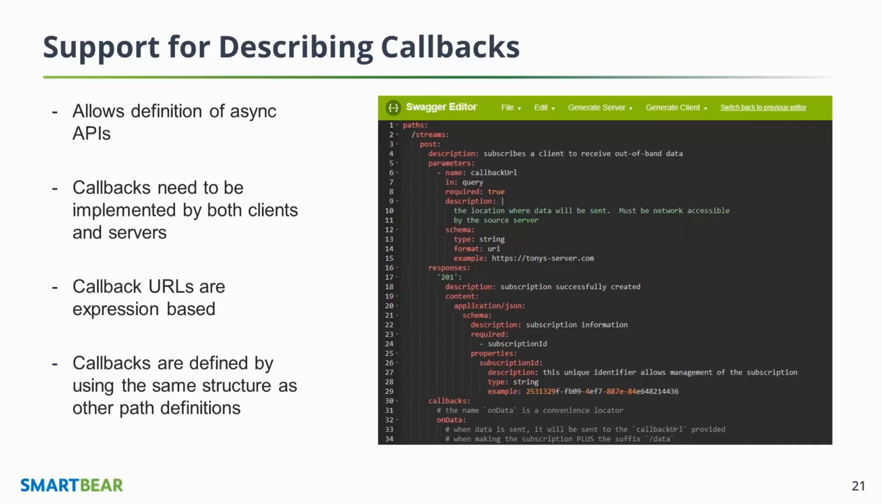And in terms of the actual definition of what a callback looks like, we just reuse the same path item object, which is just a way to describe different get, post operations and parameters, responses, and all that. It's pretty much the same structure to define the operation itself.